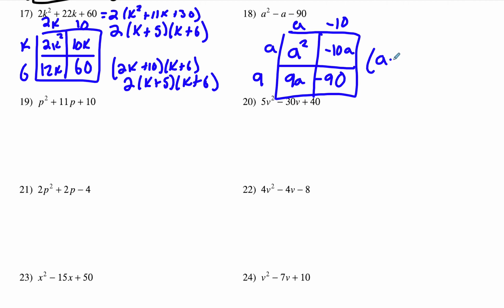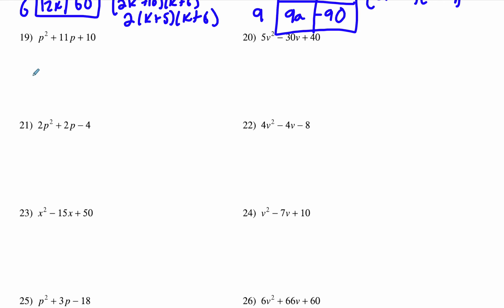So I get a minus 10, a minus 9. Again, a is also not a good letter, because sometimes you write your a's and they will look like 9s. All right, next one's going to work out pretty much similarly. You can see 10 and 11, so this one's going to be p plus 10, p plus 1. Not very interesting.